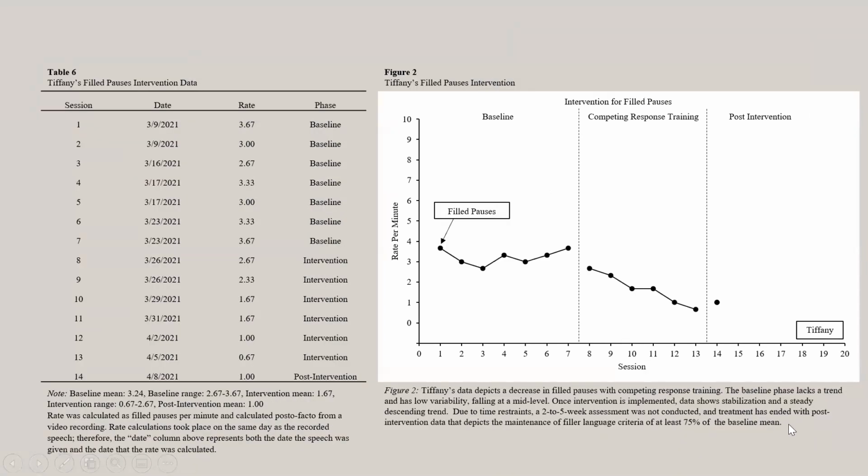Next, we can look at Tiffany's baseline data showing a low variability at a low level. Once competing response was implemented, Tiffany's data depicts a steady descending trend. This shows a functional relationship across all the phases.